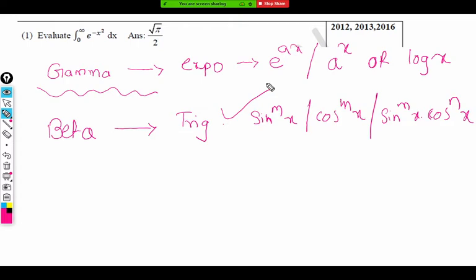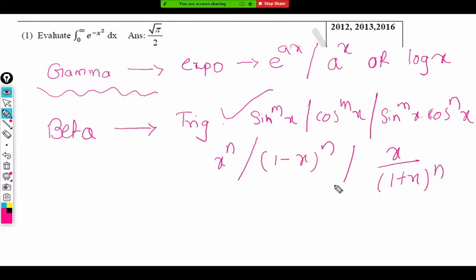Another way of identifying the beta function is that the integral will contain an algebraic term, say x raised to n, or like 1 minus x raised to n, or like x upon 1 plus x raised to n, something like that. Whenever the integral contains only algebraic terms like this, throughout it should be algebraic only, then it can be solved by a beta.